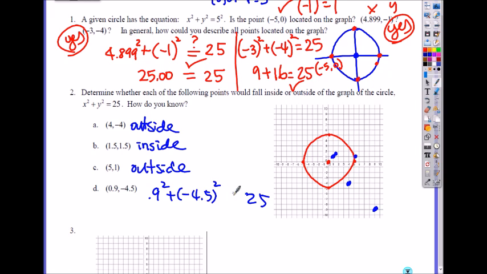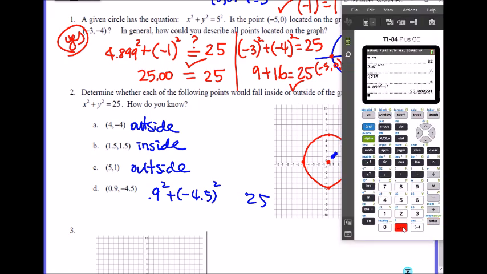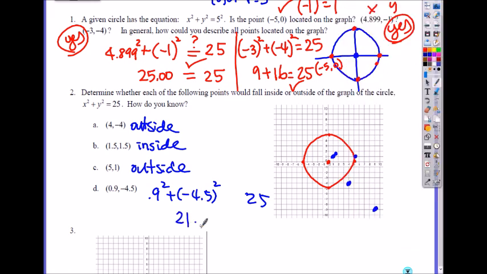So what do you get? What is 0.9 squared plus, again, I'll just do 4.5 squared. If you want to put negative, make sure you put parentheses around. That is 21.06. And it is less than 25, meaning this point has a less distance, less radius. Therefore, it is what? Inside the circle.